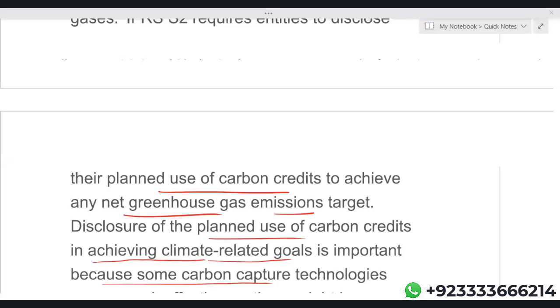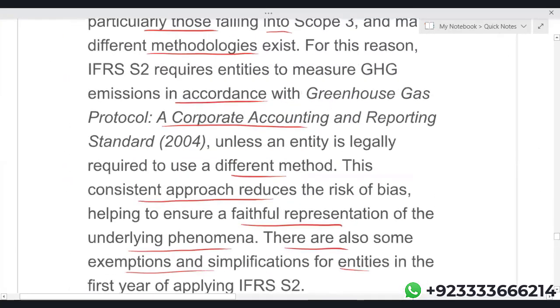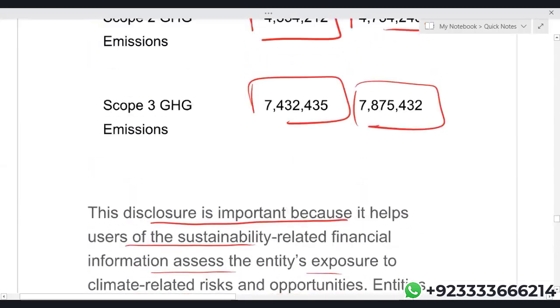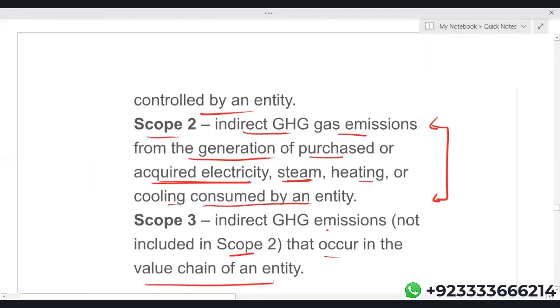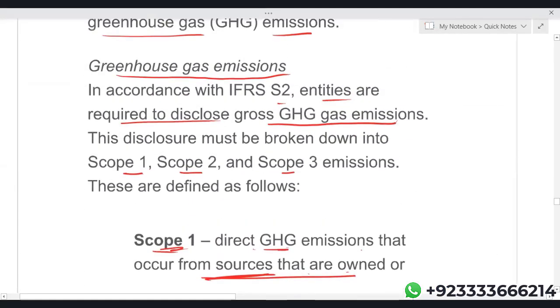While we were discussing this article, I did highlight a few ideas which I want you to try to memorize. For example, like this, scope 1, scope 2, scope 3. You should know that.